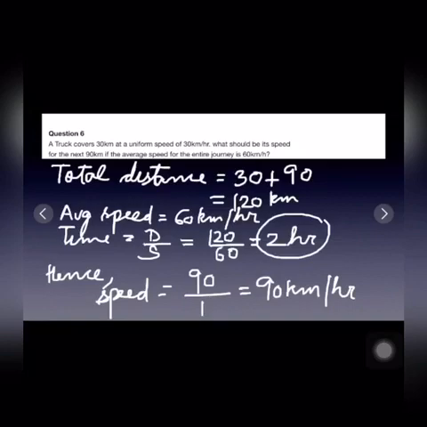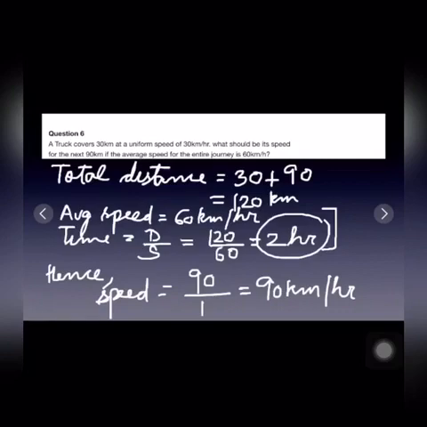So I hope this catch is clear to you. That is, when traveling 30 km takes 1 hour, see the first line of the statement, and the total time which we have calculated is 2 hours. So the remaining time left to cover the 90 km is 1 hour only. So from here we calculated the speed, that is distance upon time, and we get our answer.